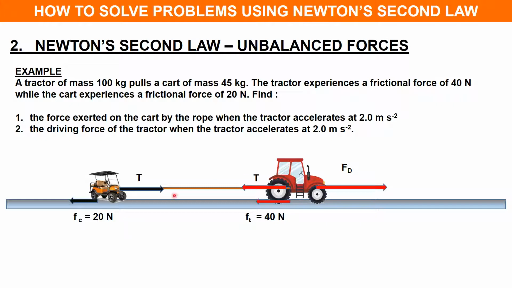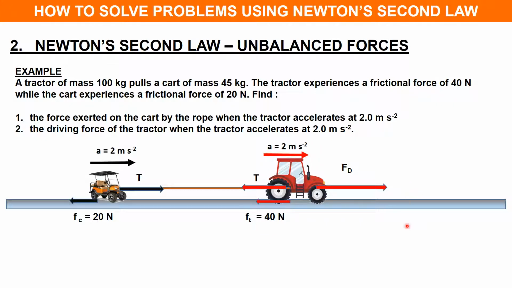Now, since these two bodies are connected together, both of them will experience the same acceleration. Since they said that the acceleration of the tractor is 2 meters per second squared, what it means is that the acceleration of the cart must also be 2 meters per second squared. So now we have finished step 2, in which we have indicated forces acting on each of the bodies.